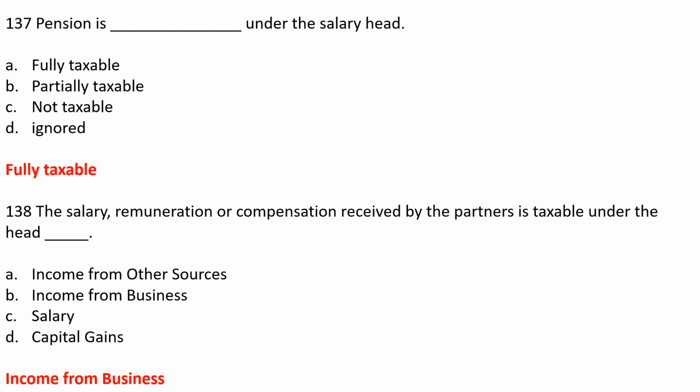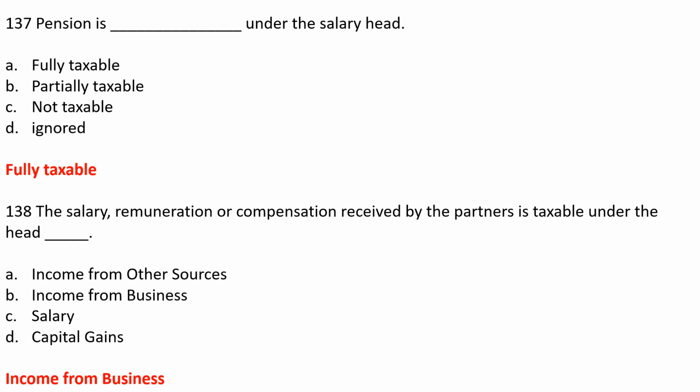Pension is dash under the salary head. Option A fully taxable, option B partially taxable, option C non-taxable, option D ignored. The correct answer is option A fully taxable. So pension is fully taxable under the salary head.